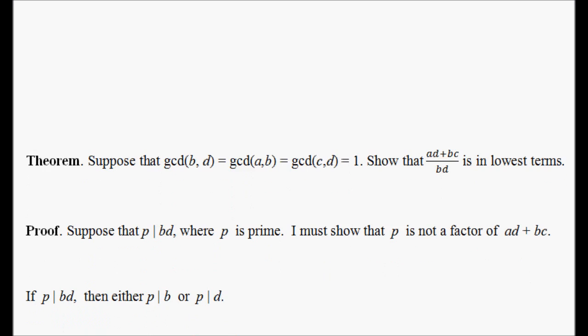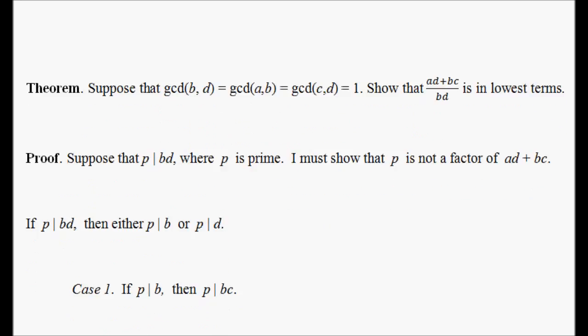So if p divides b times d, then we have a theorem that says that either p divides b or p divides d. So I've got two cases. Let's treat these cases separately. Case 1. Suppose p divides b. If p divides b, then clearly p divides b times c. So p will be a factor of that part.